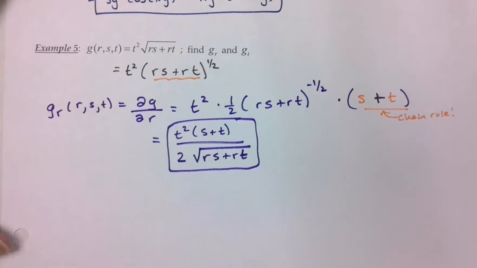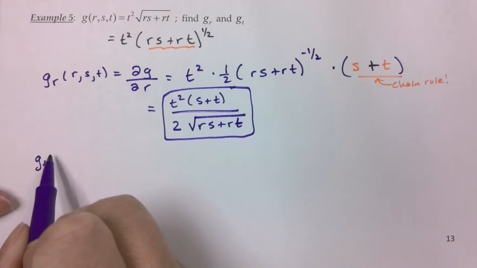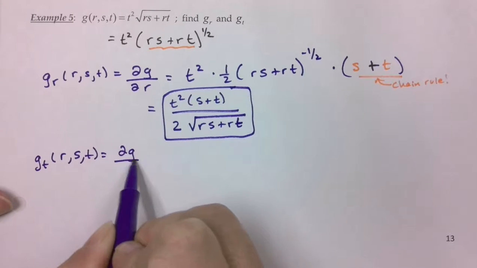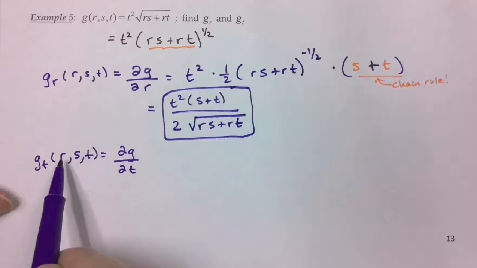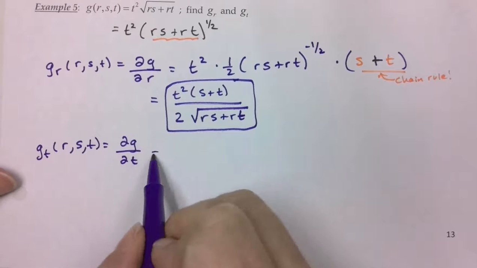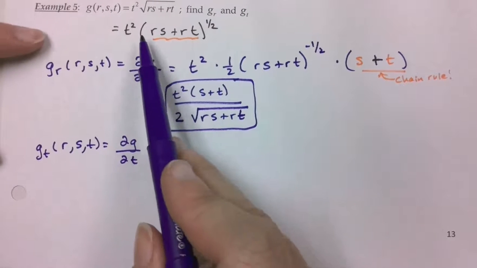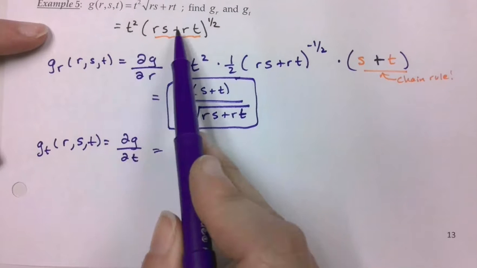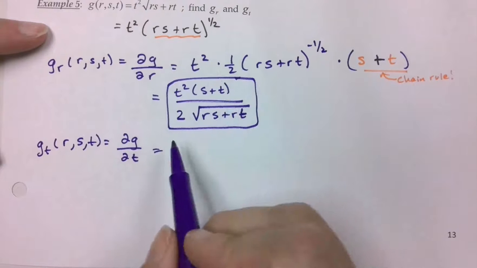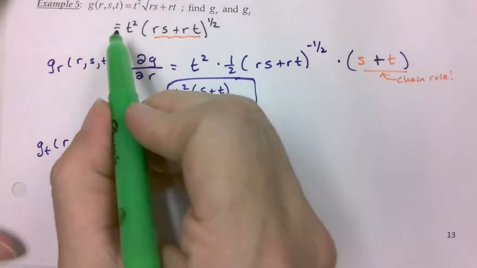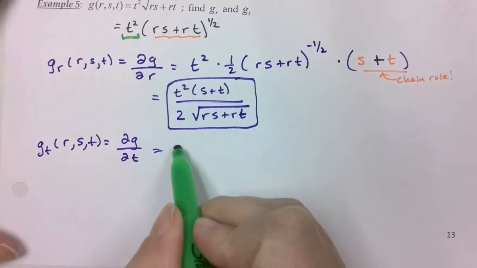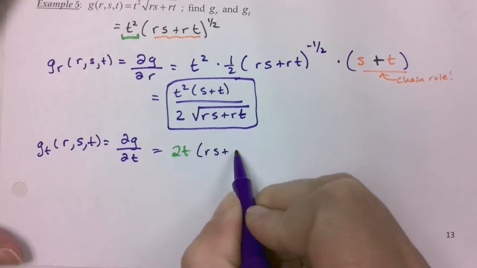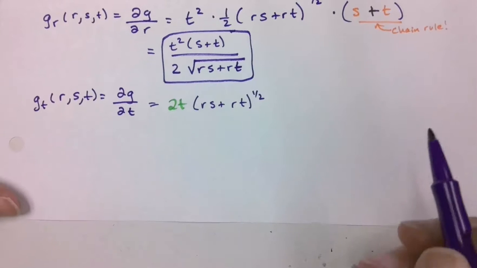And they asked us for gt also, so let's find that. So that's the partial derivative of G with respect to t, so that leaves r and s as if they were constants. Okay, so, this is going to be tougher. I'm going to need product rule for this because I have a function of t here and I have another function of t here. So let's start with the t squared. The derivative of t squared is 2t. And then I would leave the (rs plus rt) to the 1/2.